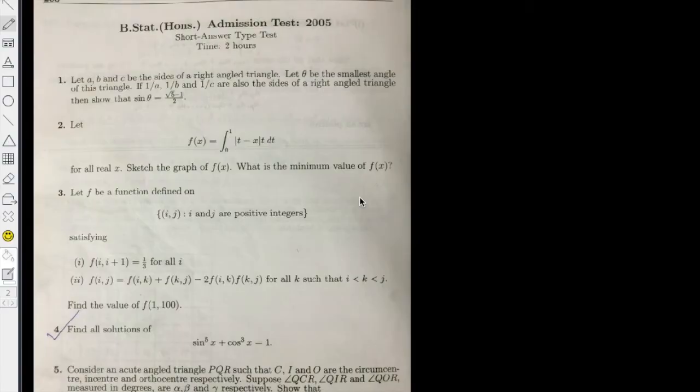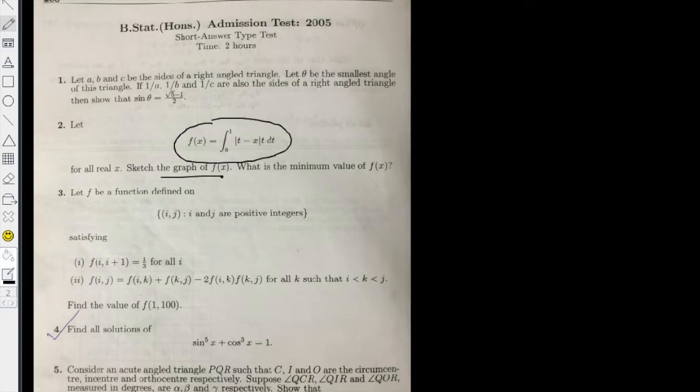Hello, welcome to the second problem of B.Stat 2005. This is a very curious graph drawing problem. It starts with an integral format. So this is the form of the function that is given to us, and we are supposed to graph that function.